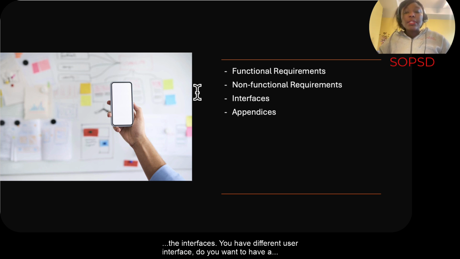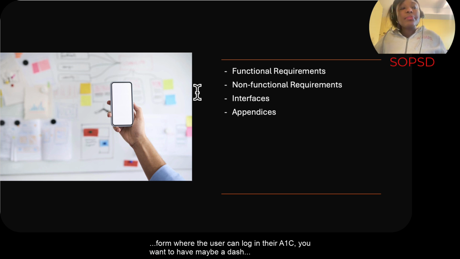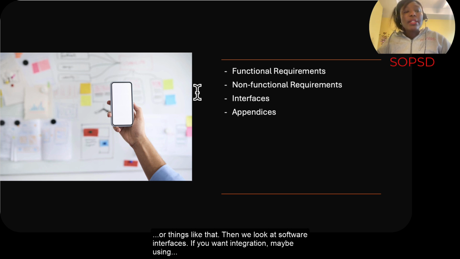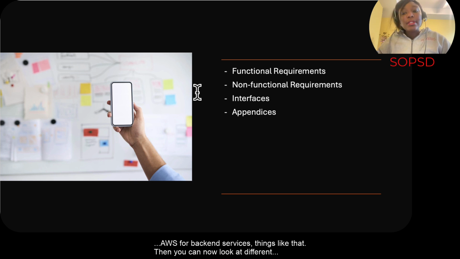Then now we talk about the interfaces. You have different user interfaces. Do you want to have a form where the user can log their A1C? You want maybe a dashboard with charts and summary, or maybe the notification settings. And so these are different interfaces. Then you look at hardware interfaces, where you can say maybe for future versions you want it to be able to connect with Bluetooth-enabled glucose meters or things like that. And then we'll look at software interfaces, if you want integration, maybe using AWS for backend services, things like that.